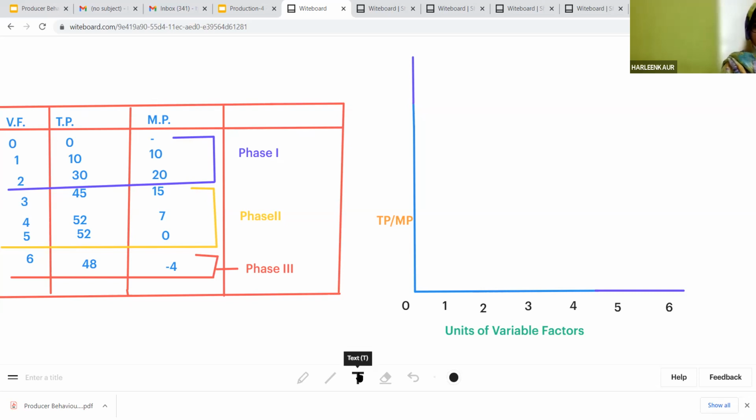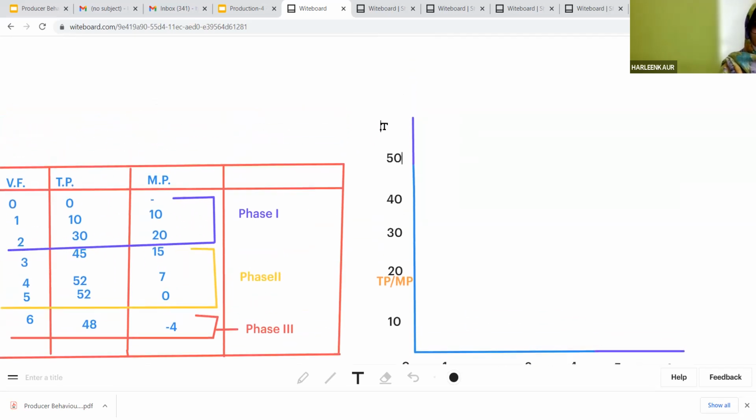So now let's move on to TP/MP, which is total product and marginal product. Okay, so we have 10. After that, we have 20, then 30, after that 40, then 50, till 60. Okay.